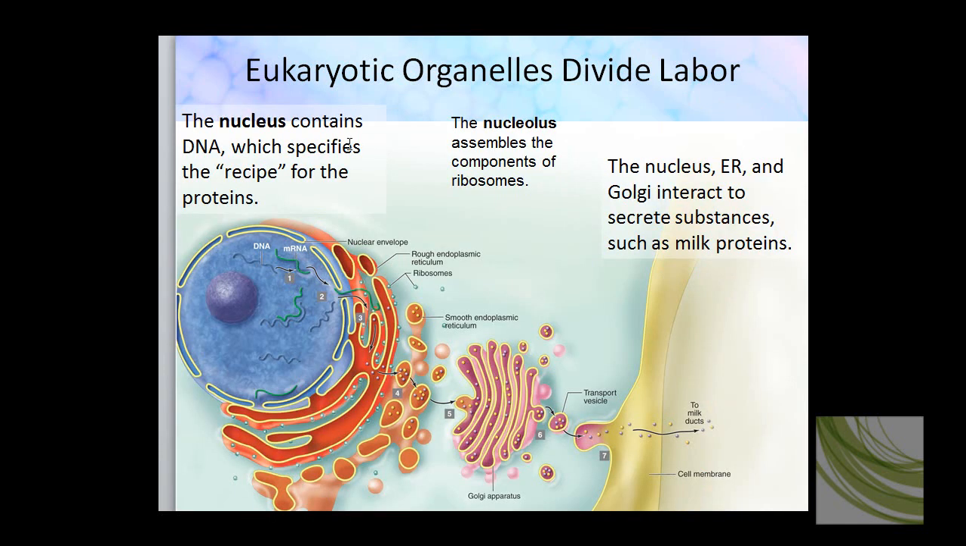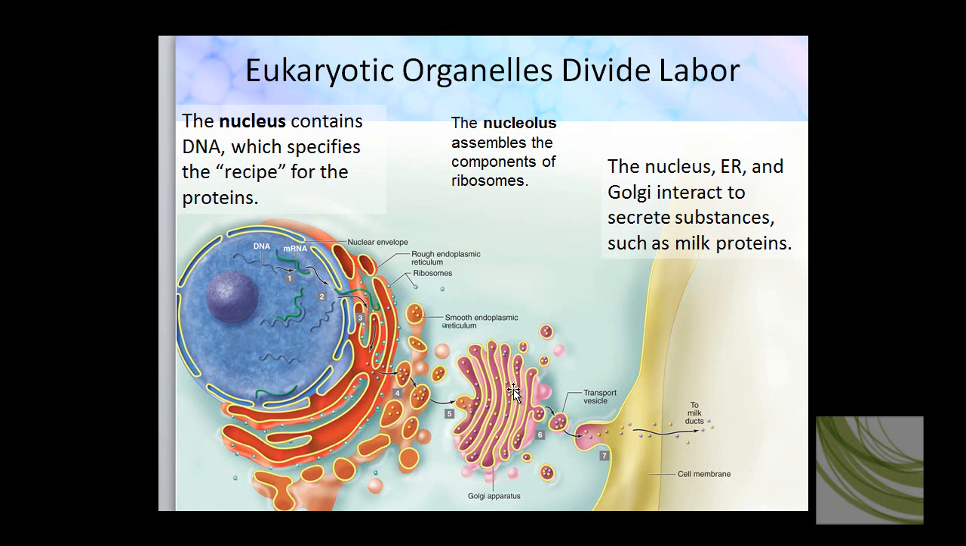The nucleus contains your DNA. Now, inside the nucleus, where the DNA is, you will find a nucleolus. The nucleolus actually builds little structures called ribosomes, and we'll talk about ribosomes later on in Chapter 7. The nucleus and the endoplasmic reticulum interact with the Golgi apparatus to secrete substances. An example would be milk proteins.